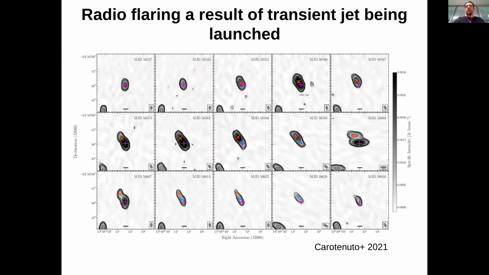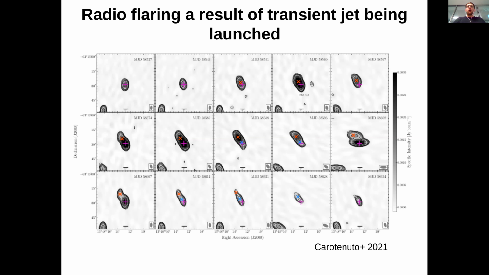So in this image, we're looking at jet knots that are propagating out and away. The magenta plus sign is the core source position. And then the first jet knot that was launched is marked by this red cross, which moves out in time. So time goes left to right, top to bottom. And then there's even a second jet knot, this blue cross, which moves out as well over time.